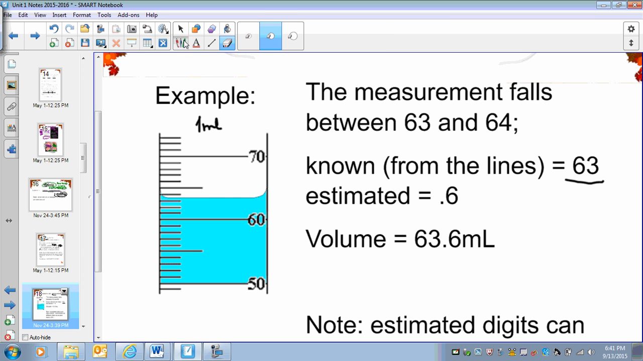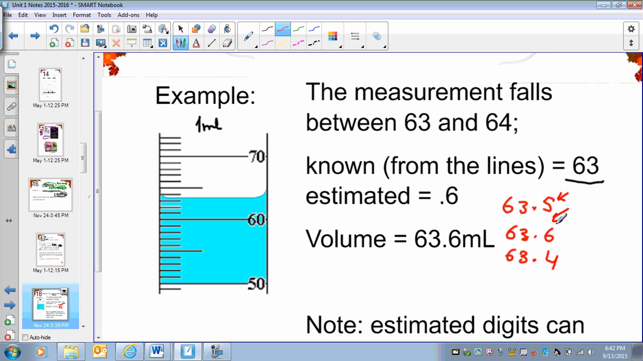Since I'm going to estimate it, not necessarily everybody is going to estimate it exactly the same. So I probably think it is 63.5, because it is between 3 and 4. You probably think it is 63.6. Somebody else may think it is 63.4. All of these are right answers, because we're estimating this digit, and we can estimate it differently. What you cannot get wrong is 63. As long as the 63 is good, we are good with the values.